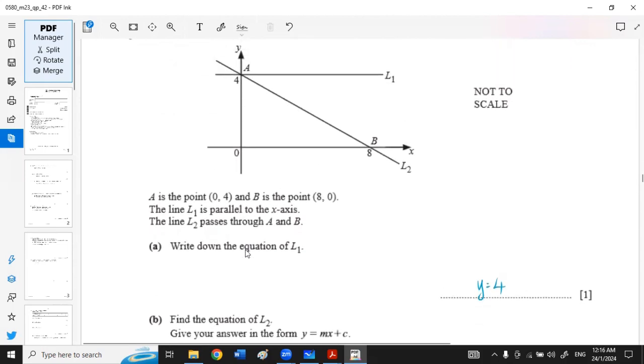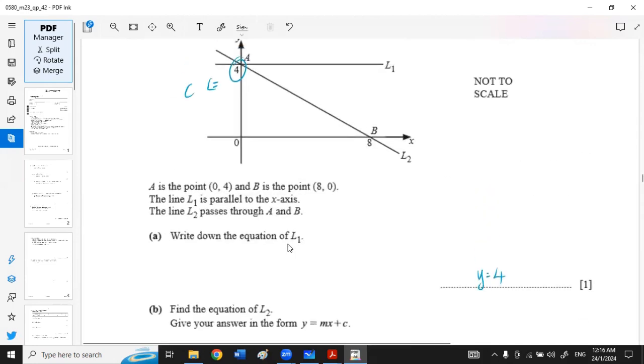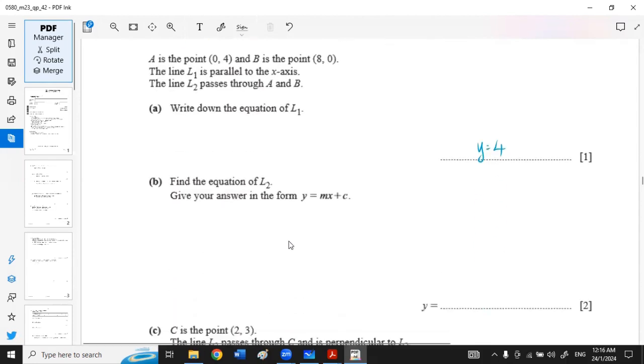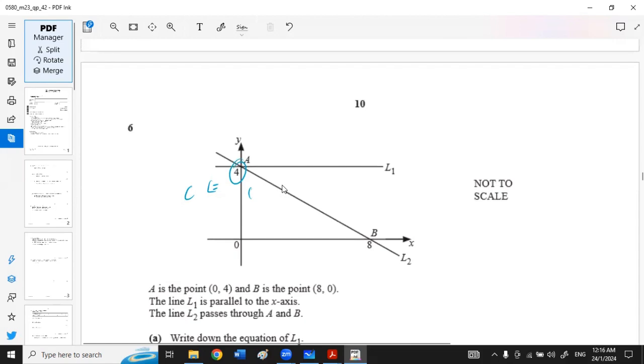So this is C. Coordinates: this is (0, 4). So m equal to, just write down the coordinates first: (0, 4) and (8, 0). So your m equal to (4 minus 0) over (0 minus 8). You should get negative 1 over 2. Therefore, y equal to negative 1 over 2 x plus 4. Because here is 4, therefore the c is 4.